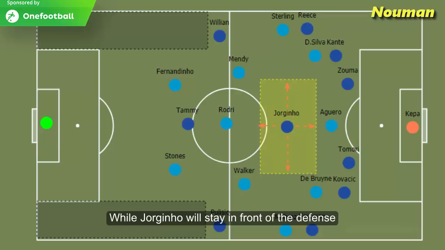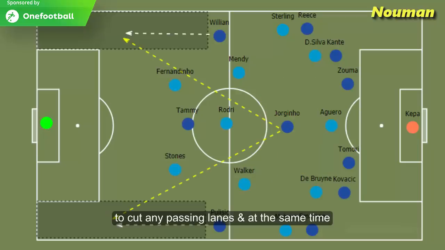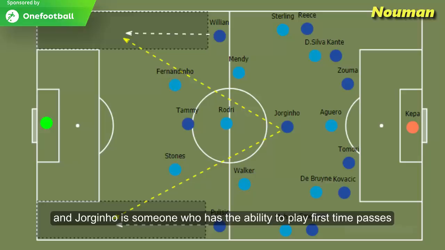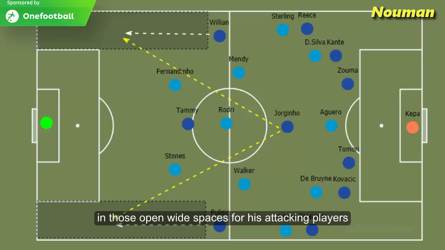Jorginho will stay in front of the defense to cut any passing lanes. And whenever Man City's fullbacks move into the midfield, they leave the wide spaces open for transitions, and Jorginho is someone who has the ability to play first-time passes into those open wide spaces for his attacking players.